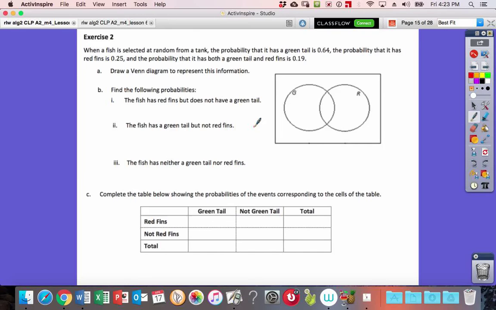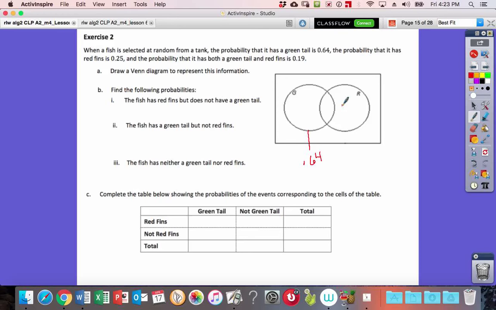Okay, let's finish this video up. So this is the second part, and I'm starting on exercise 2. When you look at exercise 2, we're going to have a fish being selected from a tank. So the rectangle part is going to be the tank, okay? And the probability that it has a green tail is 0.64. So that's green. I'm not even worried about the red. I'm going to put 0.64 here.